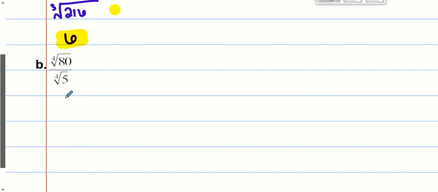B, we have the 4th root of 80 divided by the 4th root of 5. So I can put them in the same radical. I have the 4th root of 80 divided by 5. Simplify that. 80 divided by 5 is 16. So I have the 4th root of 16. And then I can put that in the calculator. And the 4th root of 16 is 2.